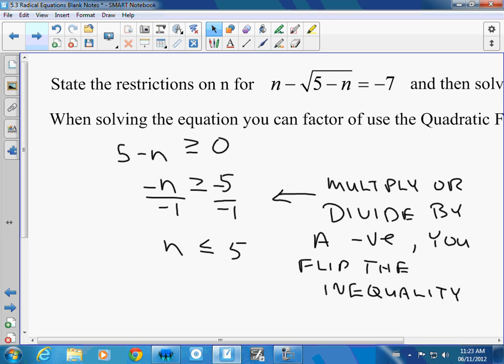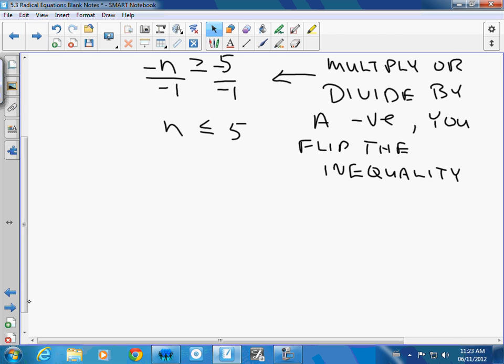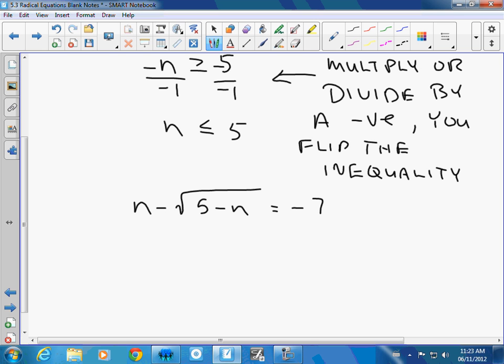Now, how are we going to solve this baby? We're going to isolate the radical to start with. Okay, so let's do that. Hang on. Let me write the equation down first. n minus root of 5 minus n equals negative 7. Okay, you want to isolate the radical. So what do you got to move first? You got to move the n to the other side. But in this case, if we move the n to the other side, we're still going to end up with our negative radical. Ooh. I don't like that. Makes my life difficult.